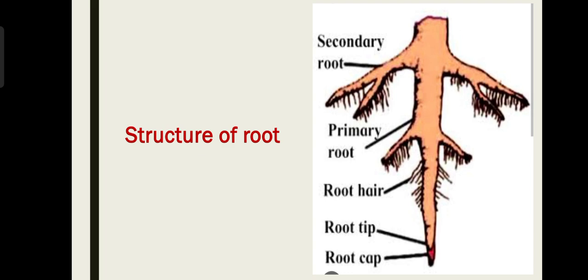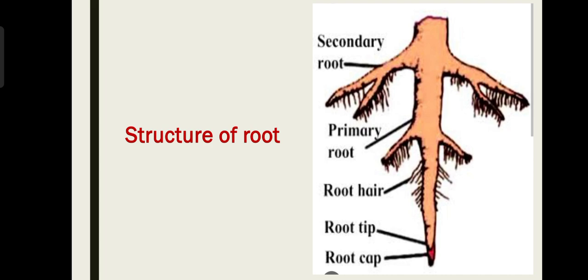Structure of root. A tap root is thicker at the base. It tapers toward the end. Tap root produces secondary roots. Secondary roots grow obliquely and spread far and wide in the soil. Tap roots support the plant.